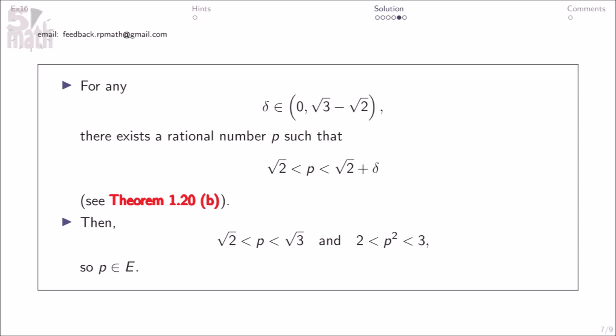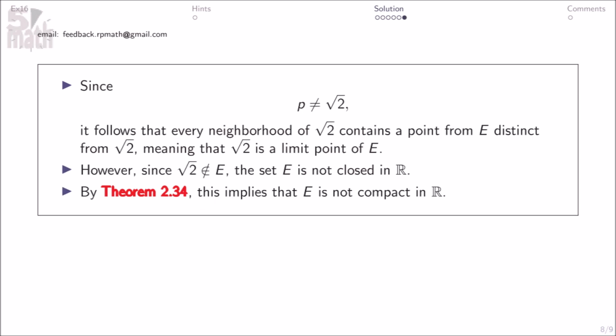For any delta in this, there exists a rational number p such that p is in between these. See Theorem 120b. Then, p is in between these and p squared is in between these, so p is an element of E. Since p does not equal square root 2, it follows that every neighborhood of square root 2 contains a point from E distinct from square root 2, meaning that square root 2 is a limit point of E. However, since square root 2 is not in E, the set E is not closed in R. By Theorem 234, this implies that E is not compact in R.